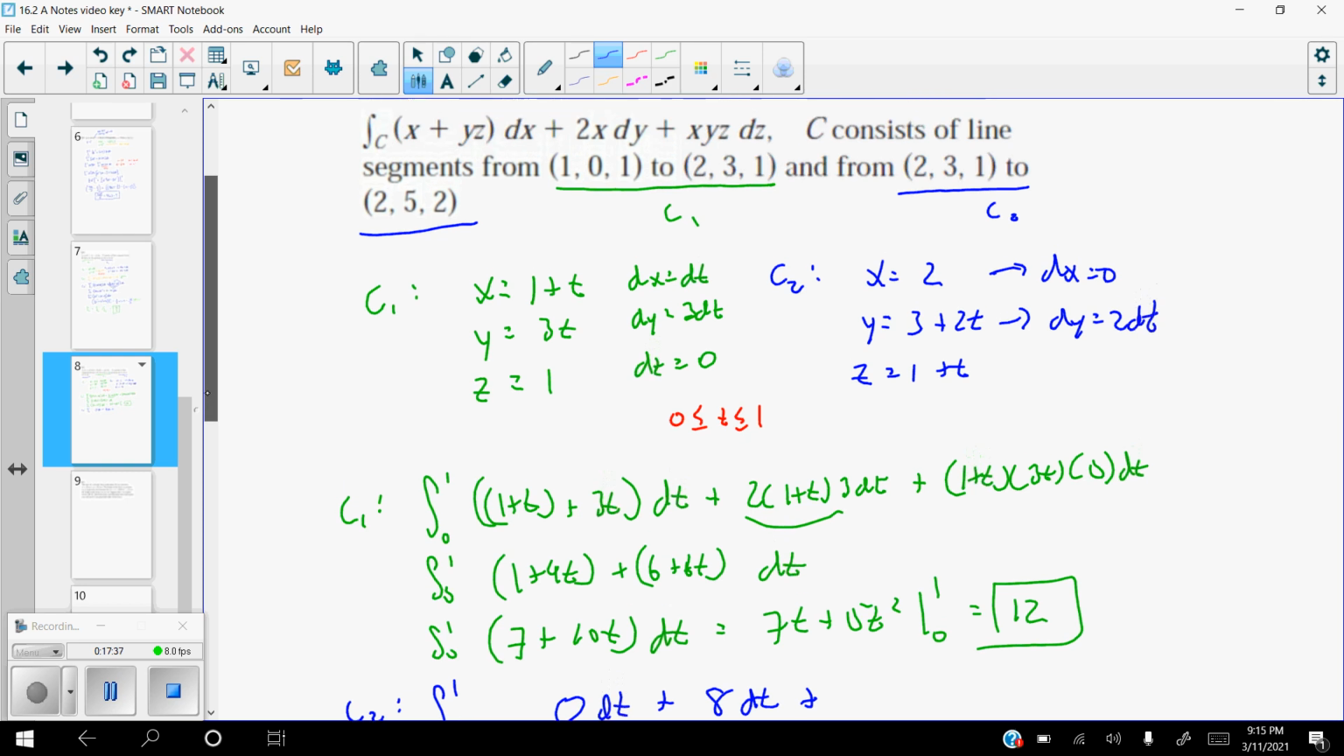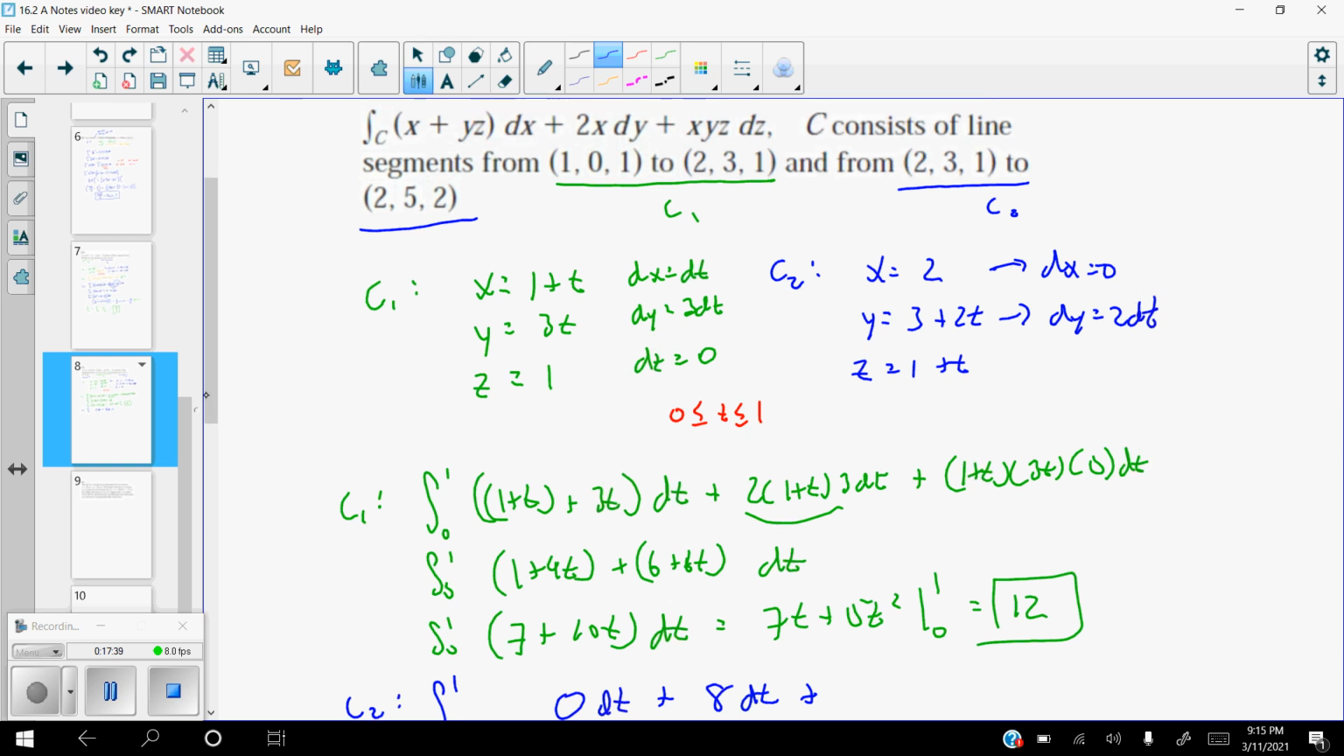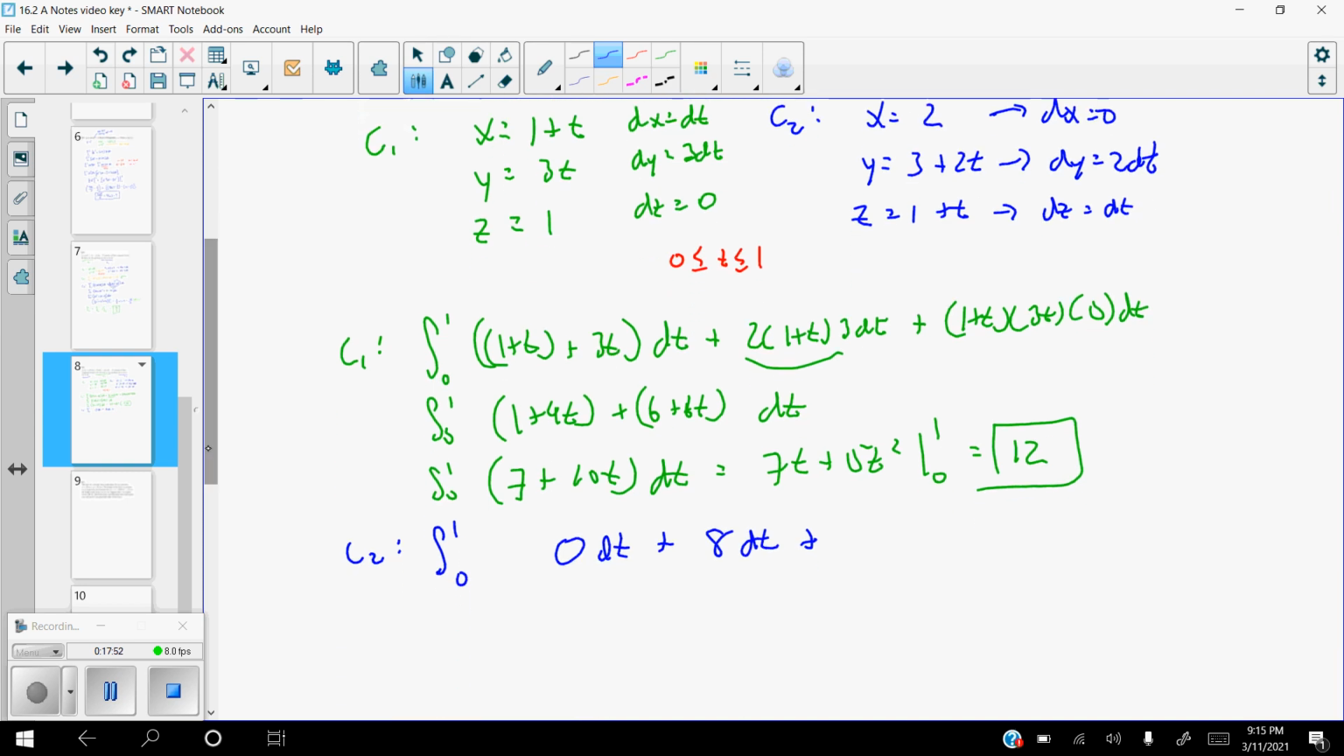And then for the third part, it's xyz times dz. dz is 1 dt. So I do have to multiply the 2 times the 3 plus 2t times the 1 plus t. So here we're going to have 2, 3 plus 2t, 1 plus t dt.